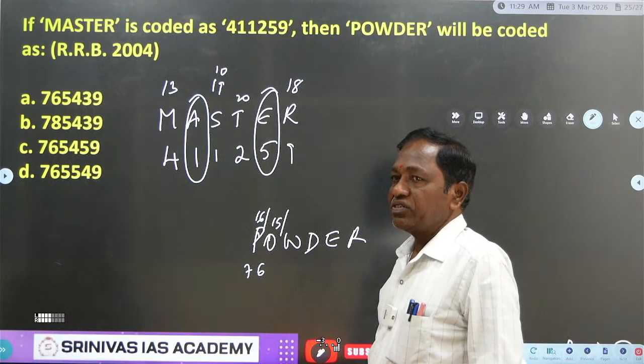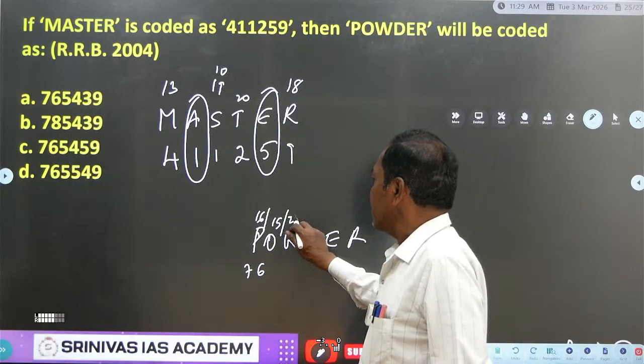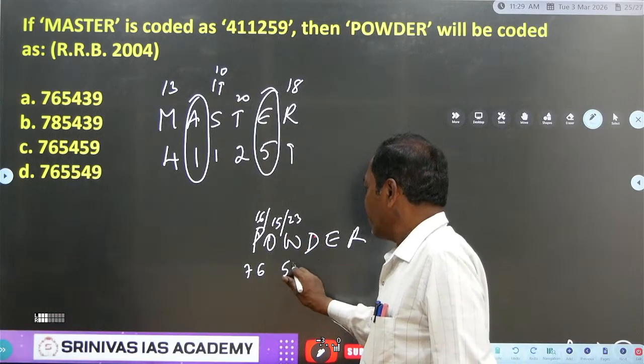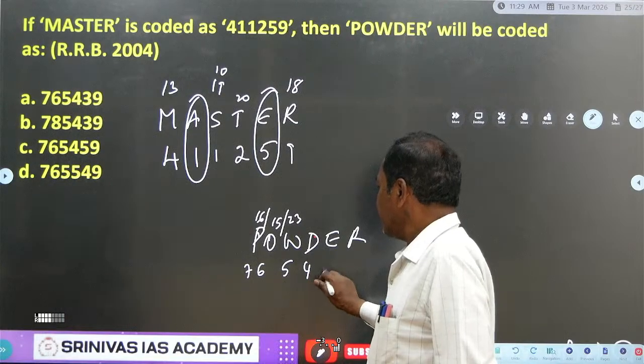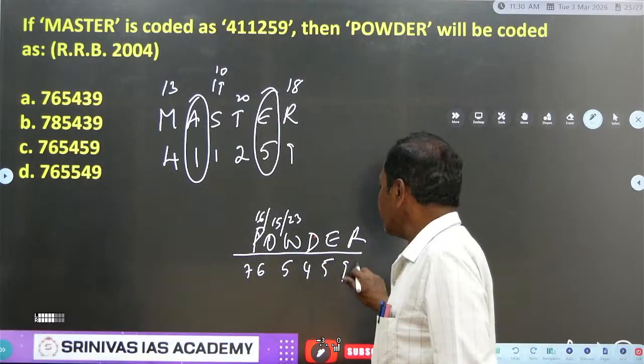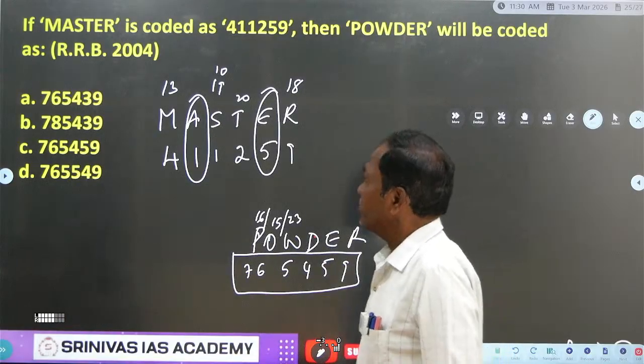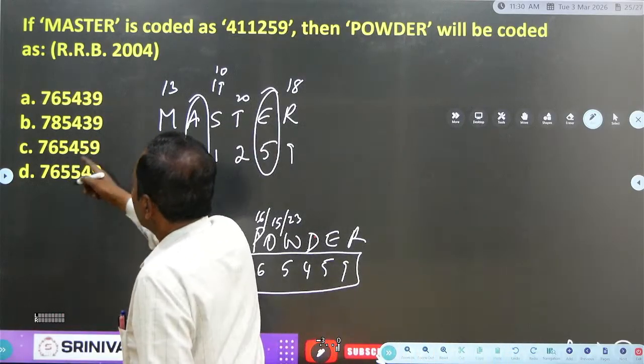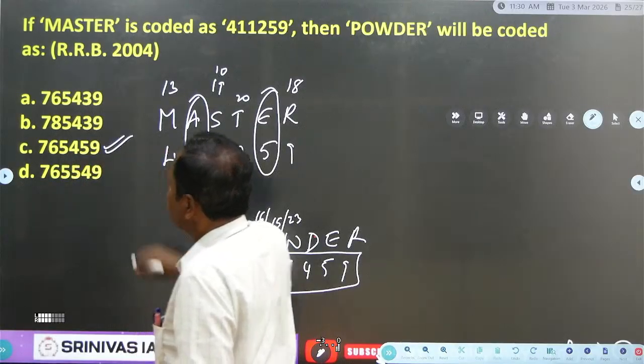XYZ, 26, 25, 23. 23rd letter. 2 plus 3 is what? 5. D is the 4th letter, E is the 5th, R is the 18th letter. So 9 you can take. 7, 6, 5, 4, 5, 9. 7, 6, 5, 4, 7, 6, 5, 4, 5, 9. Option C.